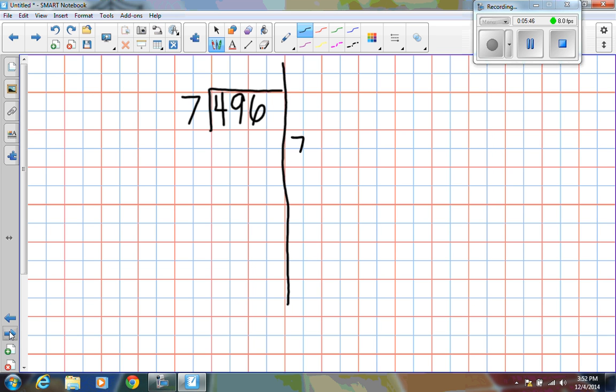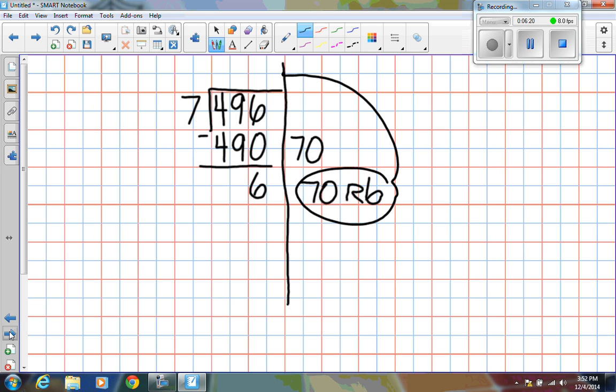So I'm going to write 70 off to the side, and use my extended math facts. 7 times 7 is 49. Add my 0 from my 70, subtract, which gives me a difference of 6. Well, 6 is less than our divisor of 7, so I don't have anything left to pull out. And I don't have anything to add because I did it all in one step. So my answer would be 70 R6, and then that number would be written on top.